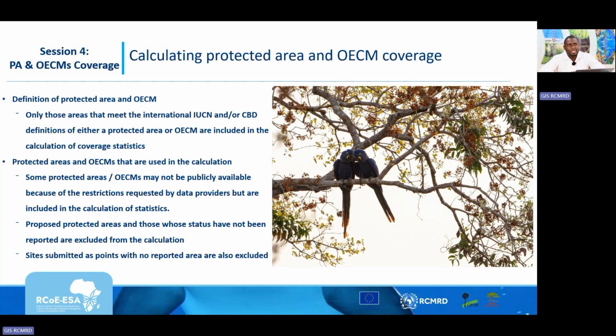So I have already explained the definition of protected areas and OECMs, and I told you that only those areas that meet the international IUCN and CBD definitions of either a protected area or OECM are included in the calculation of coverage statistics. I've also mentioned that some protected areas and OECMs may not be publicly available because of restrictions requested by data providers. These sites are not availed on WDPA, but they are used in calculation of statistics.